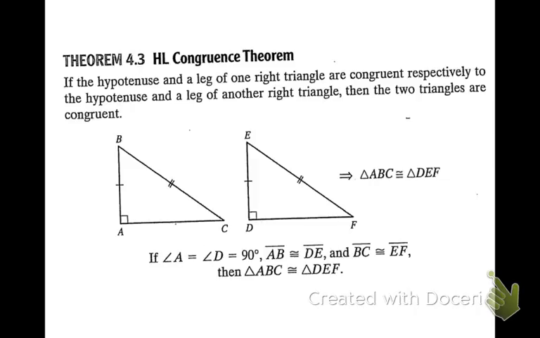Hypotenuse leg. Hypotenuse leg says if the hypotenuse and a leg of one right triangle are congruent respectively to the hypotenuse and the leg of another right triangle, the 2 triangles are congruent. So here's a case where you couldn't use side-angle-side. You've got the hypotenuse and one of the legs. It doesn't matter which leg as long as it corresponds to the other leg in the other triangle. Hypotenuse leg, HL, is another congruent shortcut. Any questions?